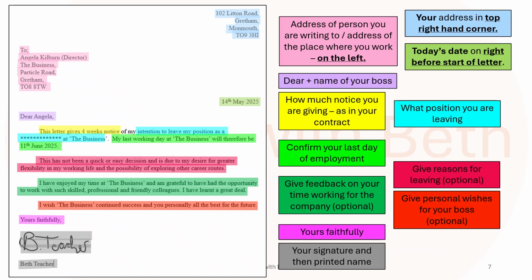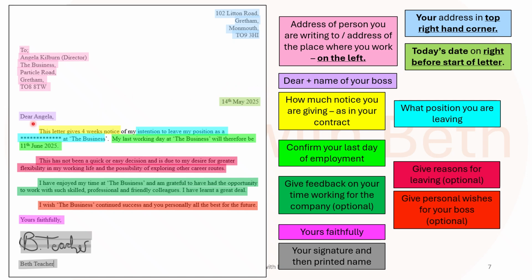So here is all that information in summary. Let's go through it again. So here we have my address in the top right hand corner. Obviously that's not my real address. Then we have the address of the person you are writing to, or the place where you work, on the left. Then we have the date that you are writing the letter, here on the right.